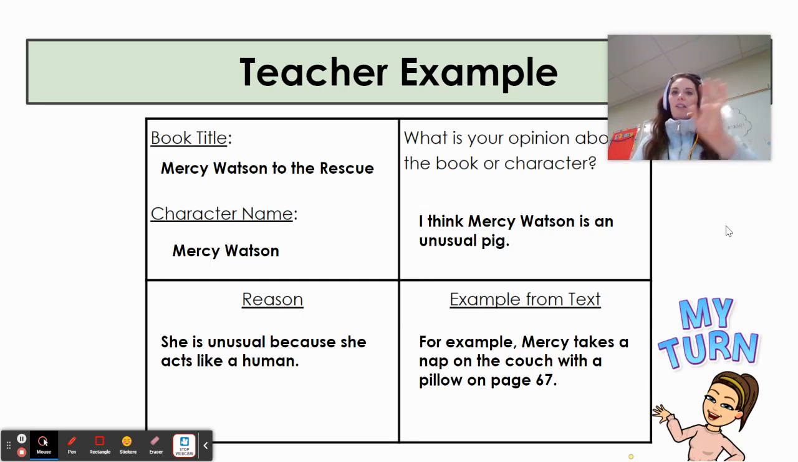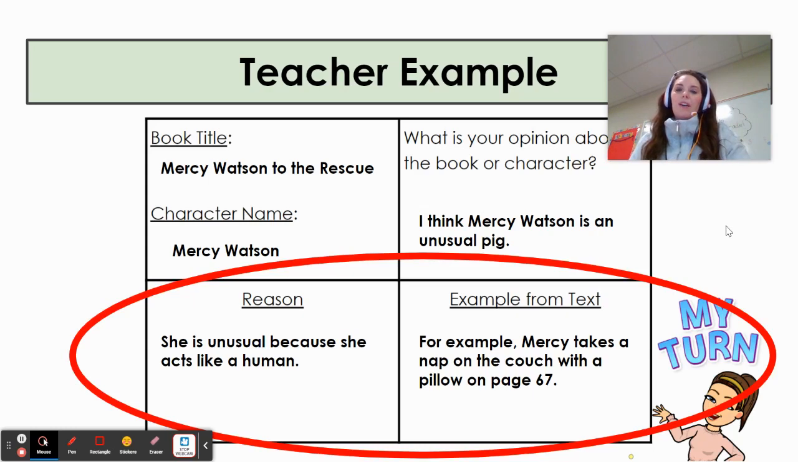So if I put this all together, second graders, I would say, in Mercy Watson to the Rescue, I think Mercy Watson is an unusual pig. She is unusual because she acts like a human. For example, Mercy takes a nap on the couch with a pillow on page 67. So I have stated my opinion, and I have supported my opinion with one reason and one example from the text.